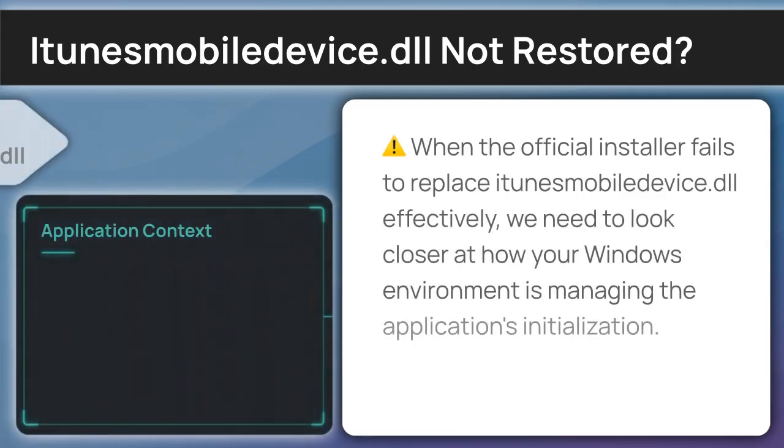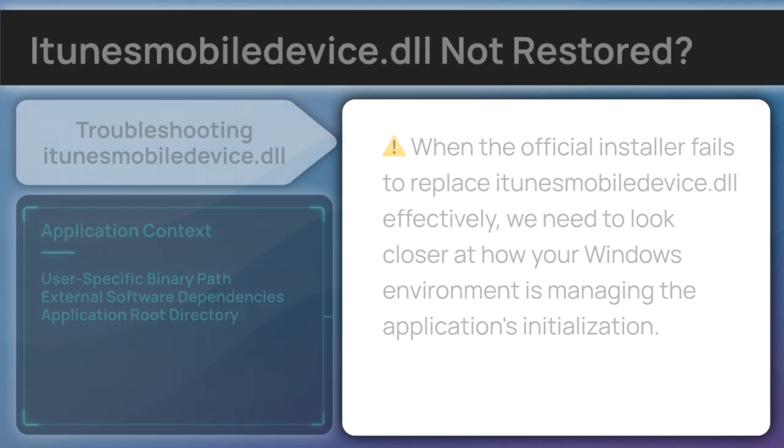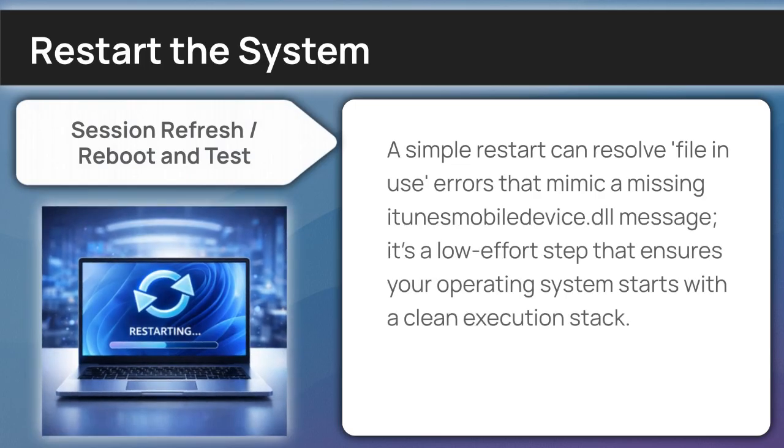Should the file remain missing after a reinstall, we need to ensure that the operating system is forced to re-index its shared library paths. A simple restart can resolve file-in-use errors that mimic a missing iTunes Mobile Device Library message. It's a low-effort step that ensures your operating system starts with a clean execution stack.